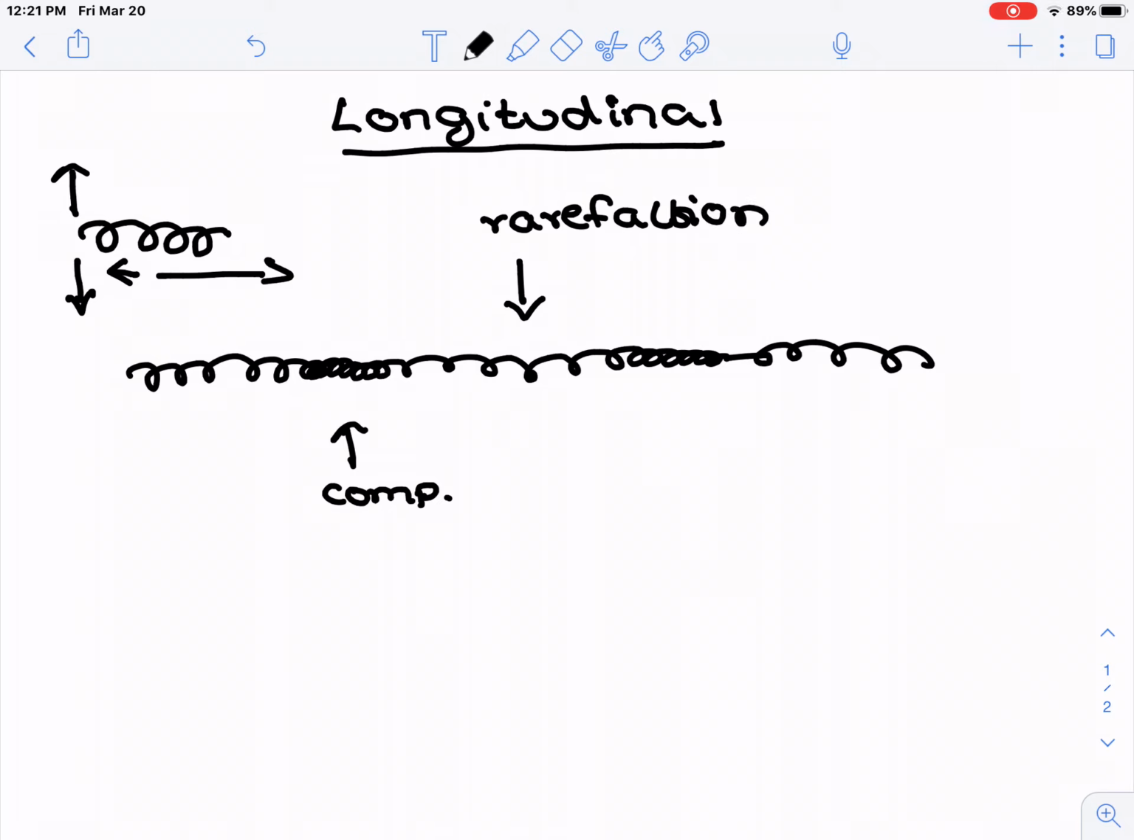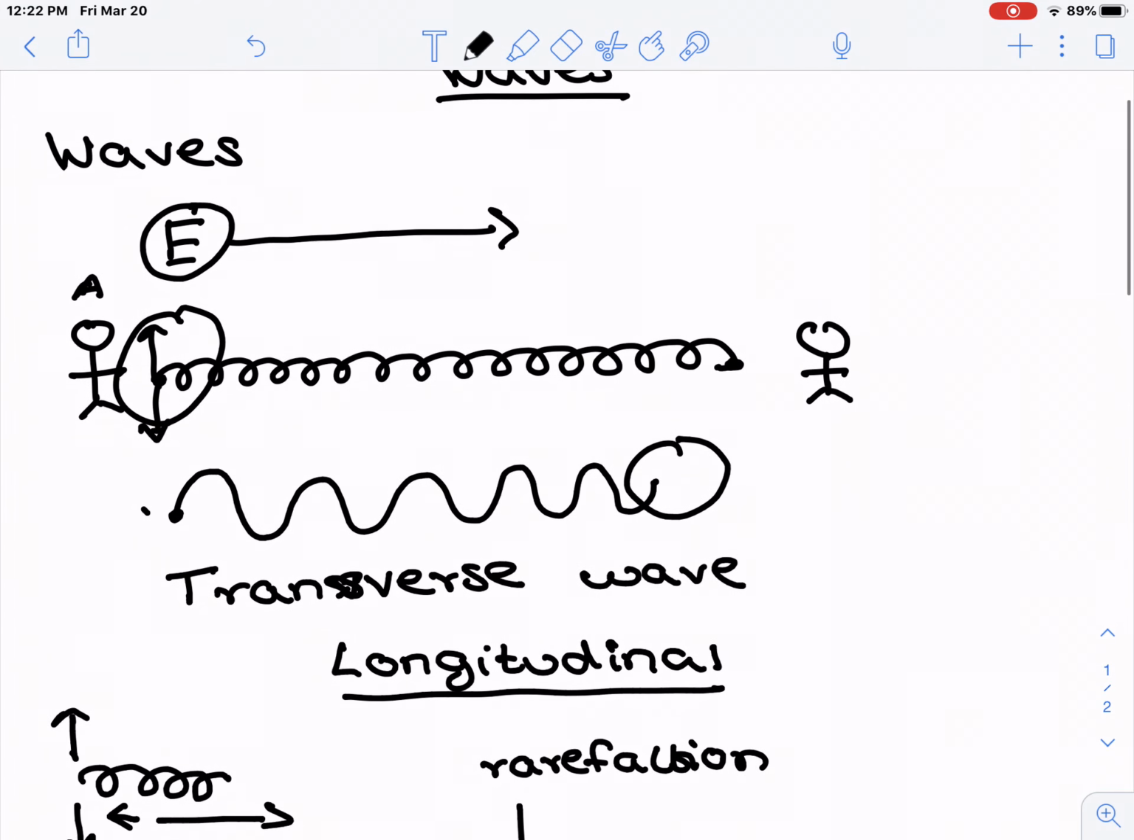And basically this represents a sound wave. So sound waves are examples of longitudinal waves, although there are other types of longitudinal waves as well. So these are the two types of waves.